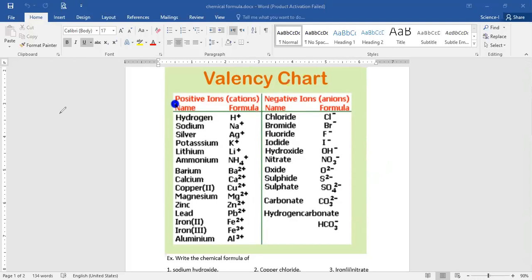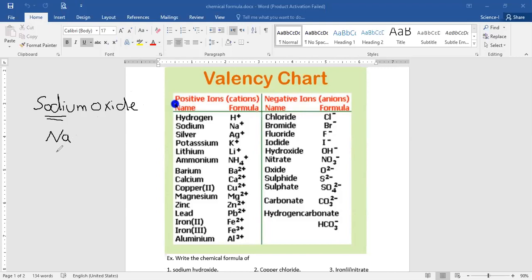For example, write the chemical formula of sodium oxide. So here, this is a chemical compound called sodium oxide, and I need to write down its chemical formula. First of all, we must know the symbol of sodium. What is the symbol of sodium, guys? Na. Suppose I memorized it, Na.